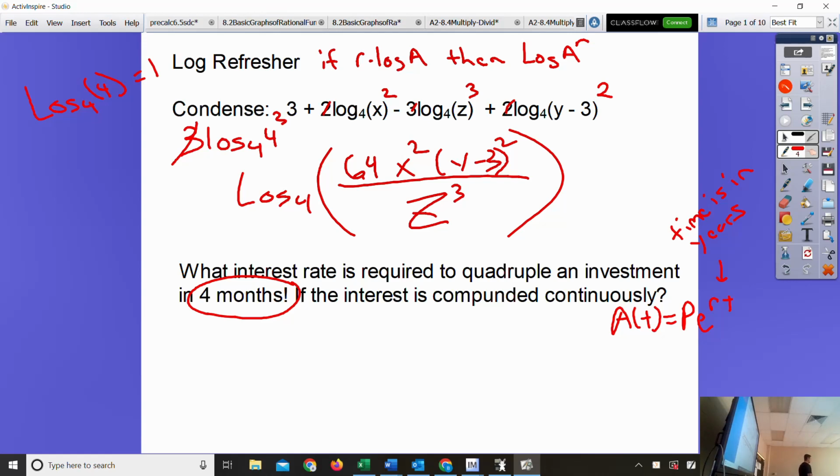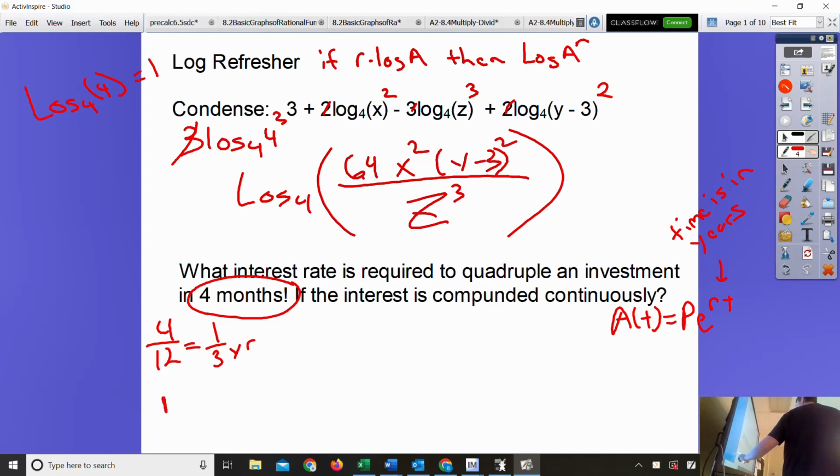4 months is how much of a year? A third. It's 4/12ths of a year, isn't it? It's a third of a year. You just got to make sure you stick with years and units, or you got to change the equation to have months. We're just going to keep it in yearlies. We're going to make it a third of a year.